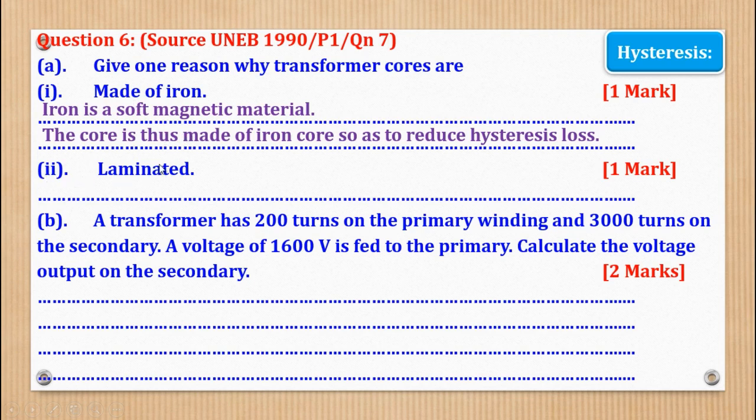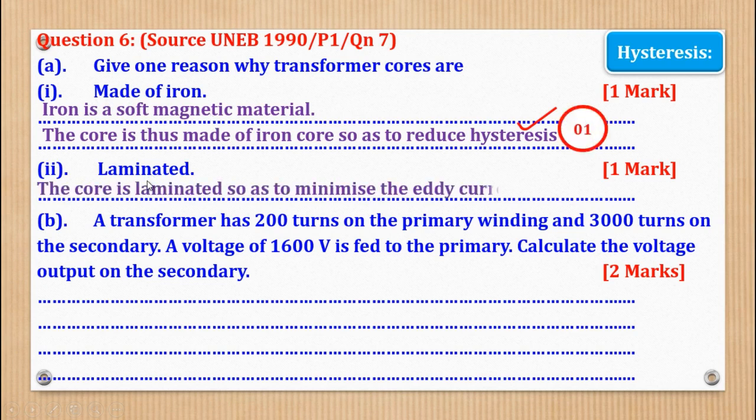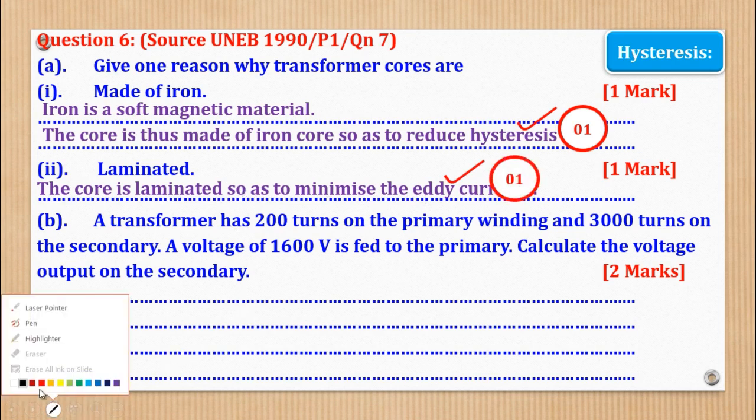Then (ii), they wanted you to give a reason why transformer cores are laminated. So you come and say, first of all, for (i), that is 1 mark, and now we shall go to (ii) and say that the core is laminated so as to minimize eddy current. So if you wrote that, that is also 1 mark. So now we shall go to part B.